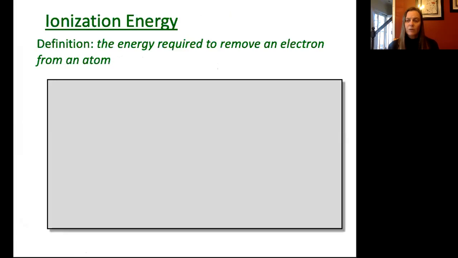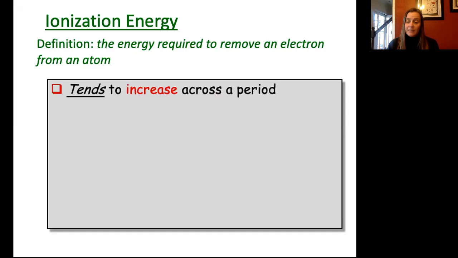So the second one is called ionization energy. And we know that we have two kinds of ions. We have cations and we have anions. But when we talk about ionization energy, we are specifically talking about the energy that is required to remove an electron from an atom. So we're talking about making cations.